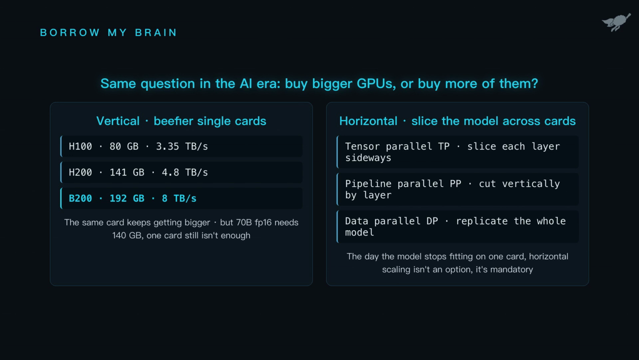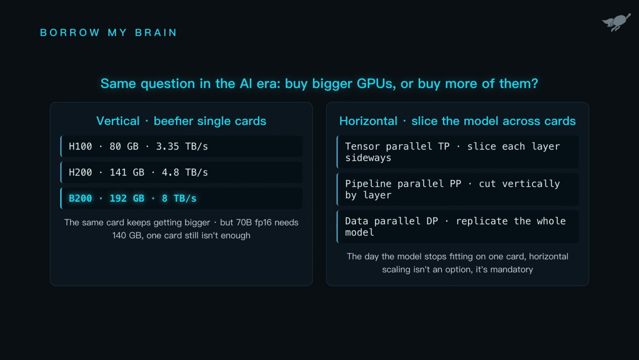But last time we did the math. A 70 billion parameter model is 140 gigabytes in weights alone. 1 card still can't hold it, and models are growing faster than the cards are. So the AI world was forced onto the horizontal path from day 1. Tensor parallelism slices each layer sideways across many cards. Pipeline parallelism cuts the stack vertically, layer by layer.